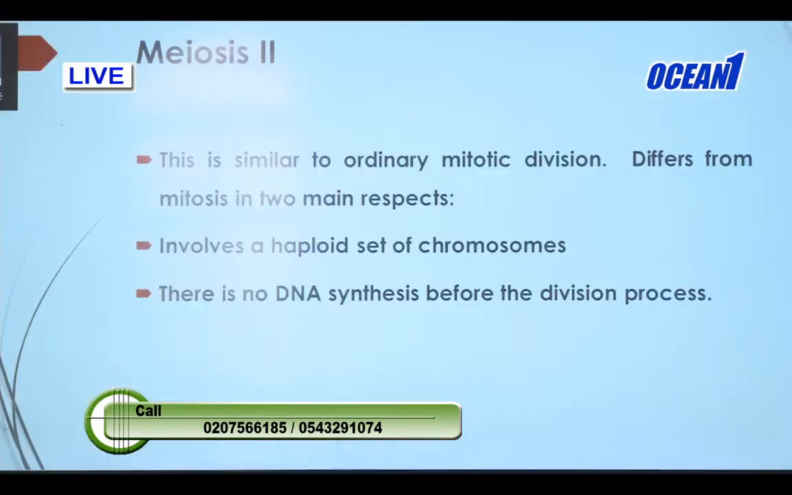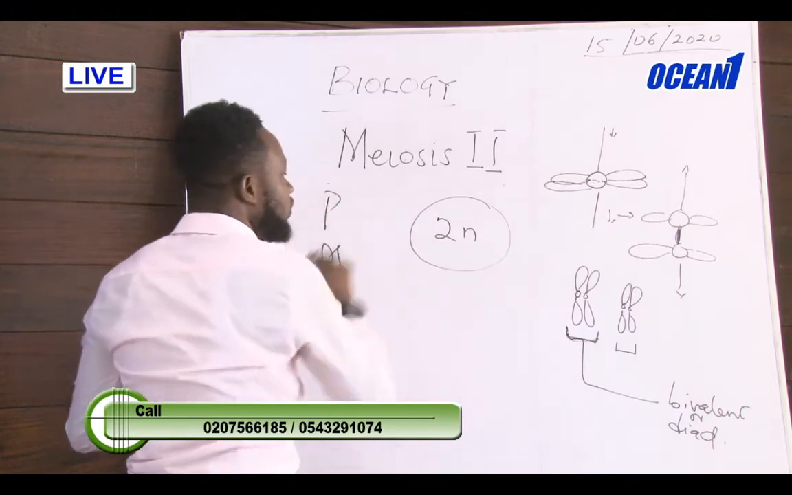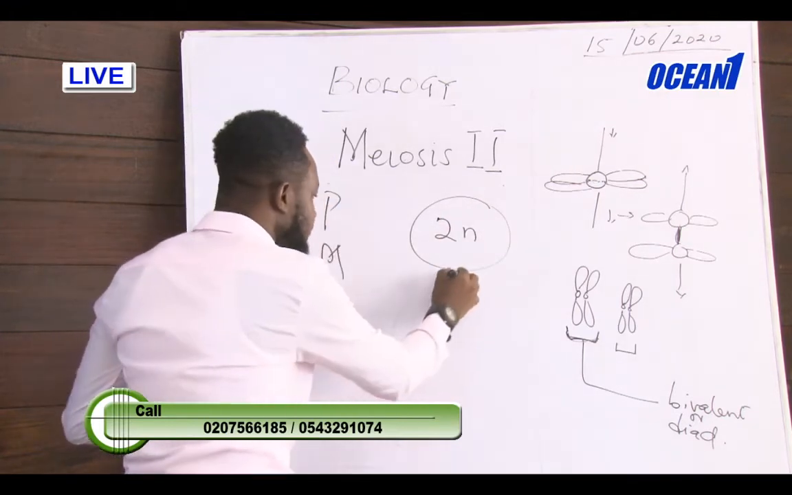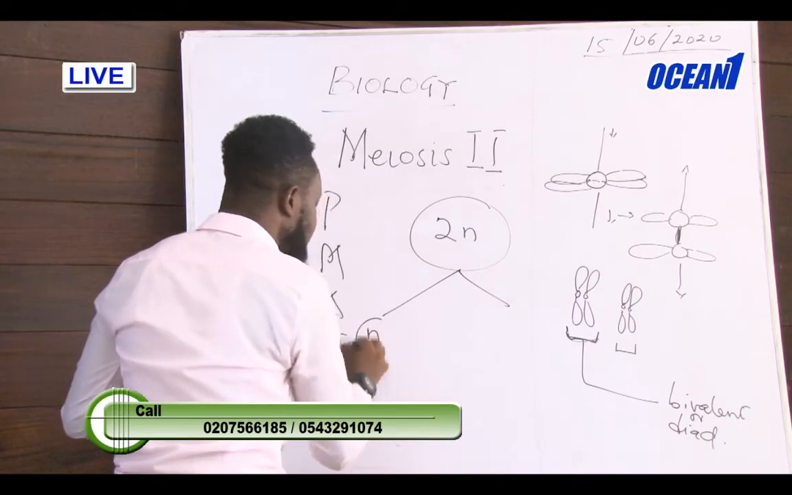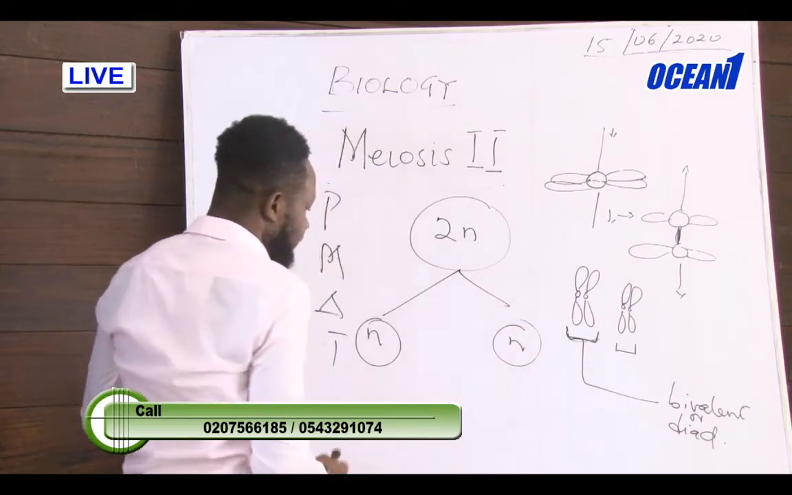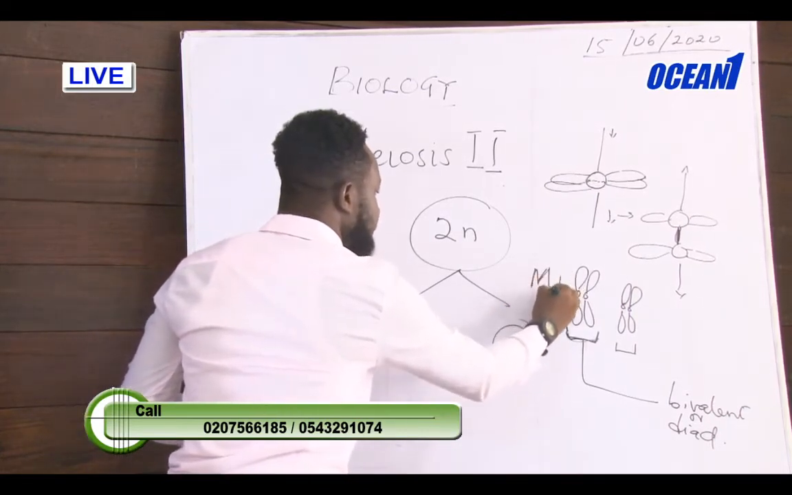Now, this is similar to the ordinary mitotic division. So we are not going to stress ourselves to talk so much about meiosis 2, because the events happening in meiosis 2 are the same as those that happened in mitosis. Don't forget that in meiosis 1, we have our diploid number of cells, and this diploid divided into a haploid number, like this. So this is meiosis 1.